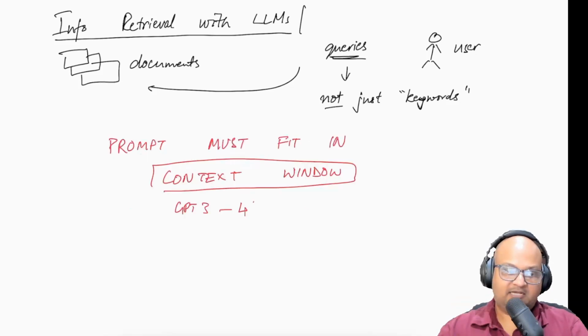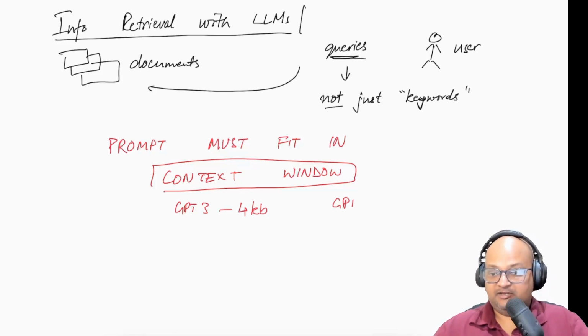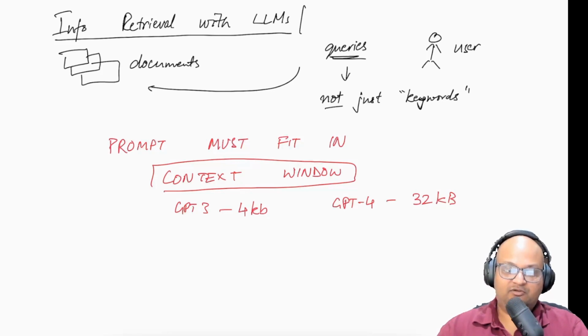Now, you might ask, why go through all this trouble? The reason we're trying to do all this is that we have to fit all this context, or the parts of our corpus that are interesting and related to the query, into a very small context window. The context window is essentially the size of the prompt that you can give an LLM. For GPT-3, it was about 4 kilobytes. For GPT-4, it's much larger, 32 kilobytes, but that's still pretty small compared to most realistic corpora that you want to search over.